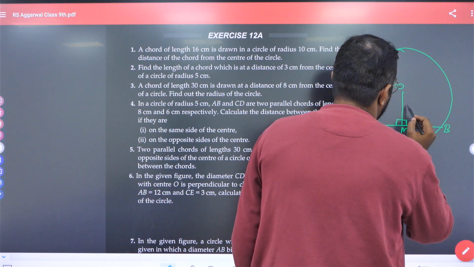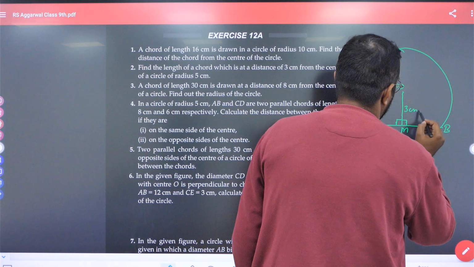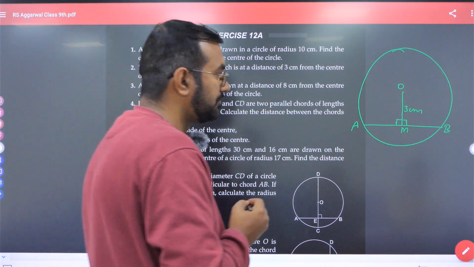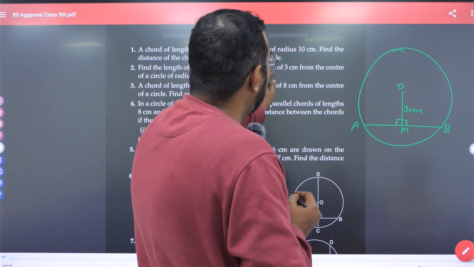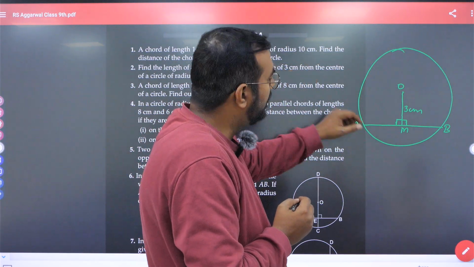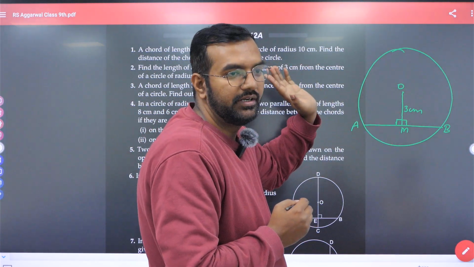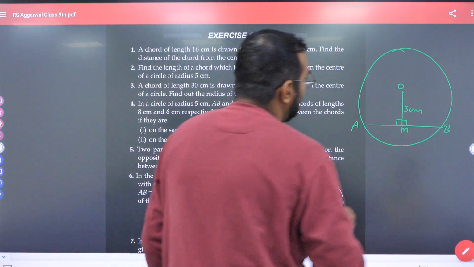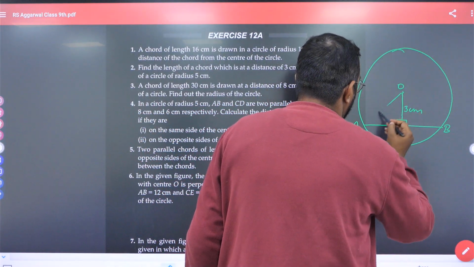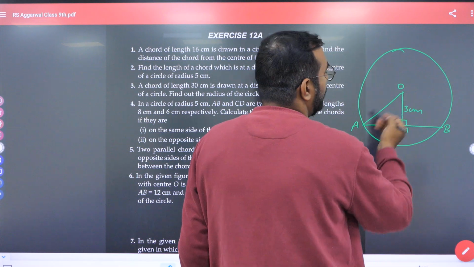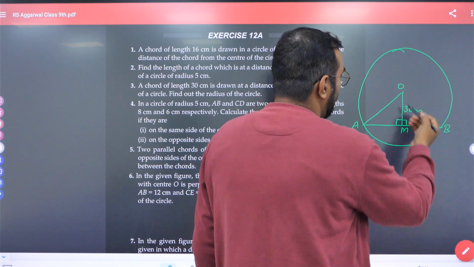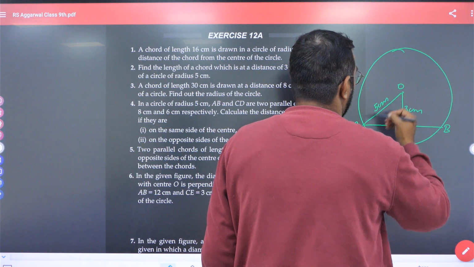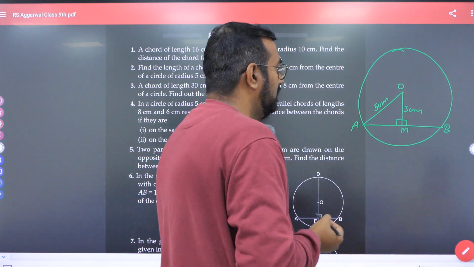OM is 3 centimeter. Okay. Because it is given that the distance is 3 centimeter, and for distance we draw a perpendicular line from the center. Radius is 5 centimeter. We will join OA. You can join either OA or OB, no matter. OA is 5 centimeter. Okay.